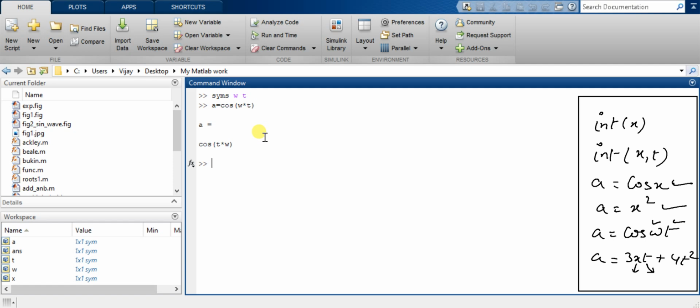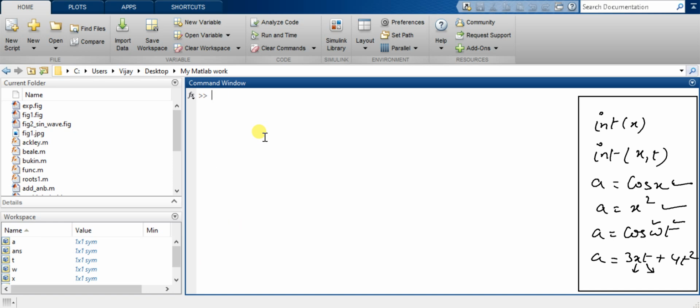Now we can integrate this and store this in y equal to integration of a with respect to whichever variable you want. I think we want with respect to t first. When you enter it, your answer is sin tw divided by w, and we want to store integration of this a with respect to w. When you integrate it with respect to w, I think the answer is sin tw divided by t.